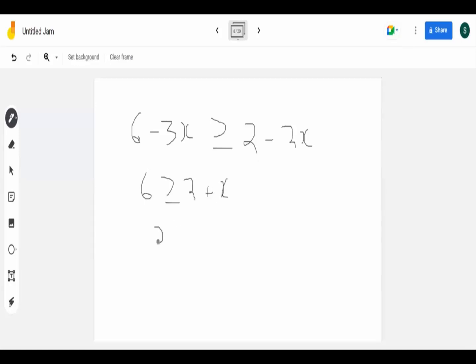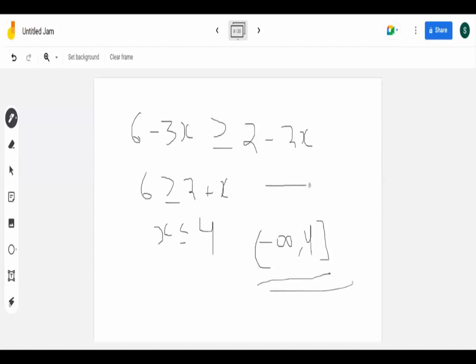Subtract 2 on both sides to get x is less than or equal to 4. Again, we can see there is equality, less than or equal to 4. So our answer will become minus infinity to 4, including 4. And again, this is our answer.